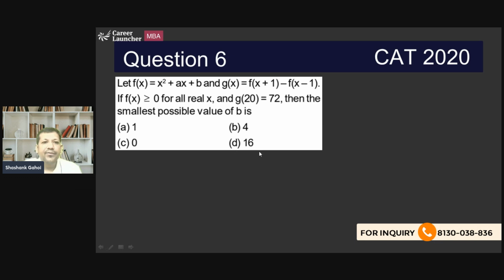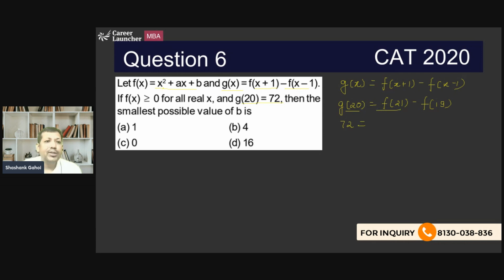Now it says that f(x) is equal to ax square plus bx square plus ax plus b, and g(x) is equal to this. Okay, so I'm going to write g(x), and that is equal to f(x+1) minus f(x-1), and it says that G(20) is given to us as 72. So what I'm going to do is simply plug in x equal to 20, not going to think much, directly going to put 20 over here. So G(20) is equal to f(21) minus f(19). G(20) is given to us as 72.